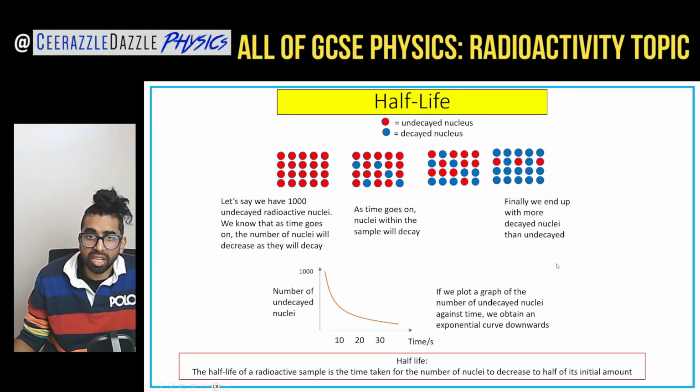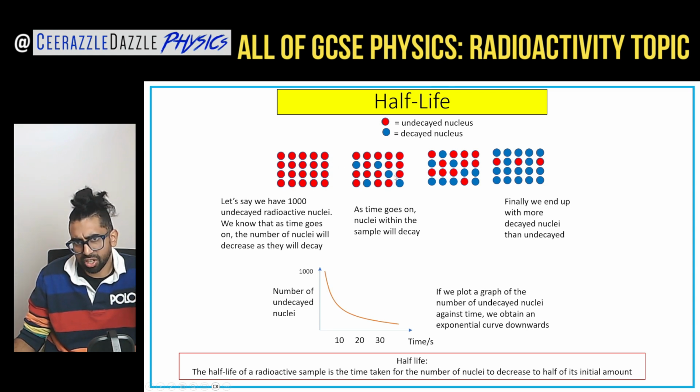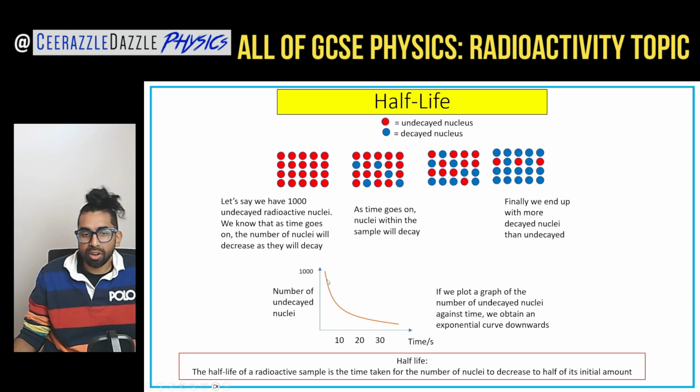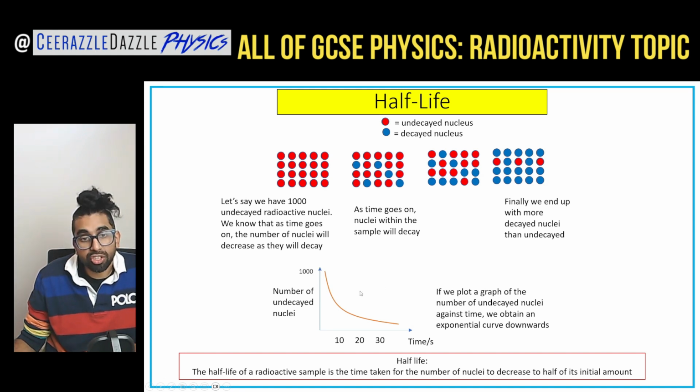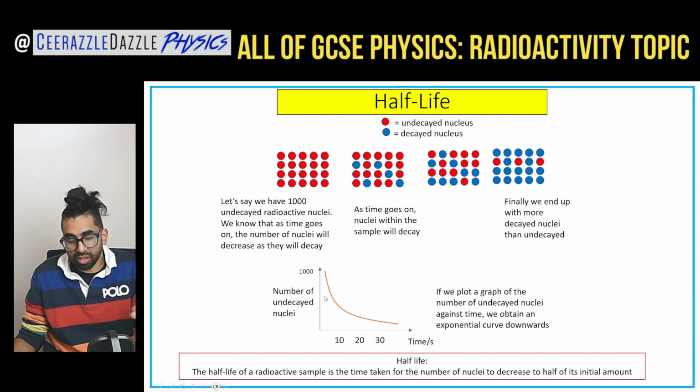Half-life. The half-life of a radioactive sample is simply the time taken for the number of nuclei within a radioactive sample to decrease to half of its initial amount. Let's say we gave you all these nuclei over here, red, they're undecayed, but as time goes on, they're going to decay. So look, they all turn blue over here. If I was to plot the graph of number of undecayed nuclei, we've got loads at the start, and as time goes on, they will decay. So as you can see, as time goes on, the number of nuclei decreases. Over here, it's an exponential curve downwards.